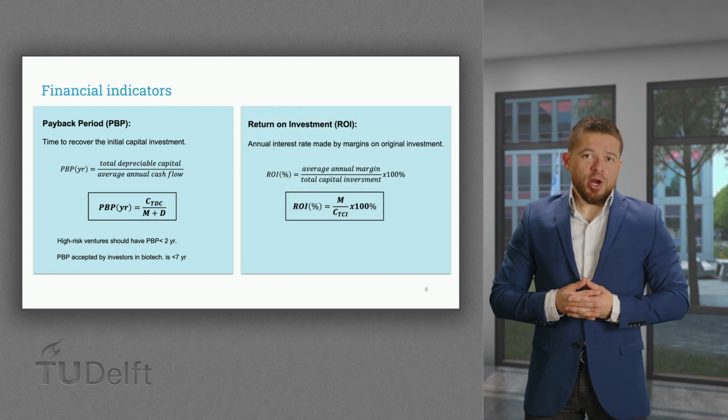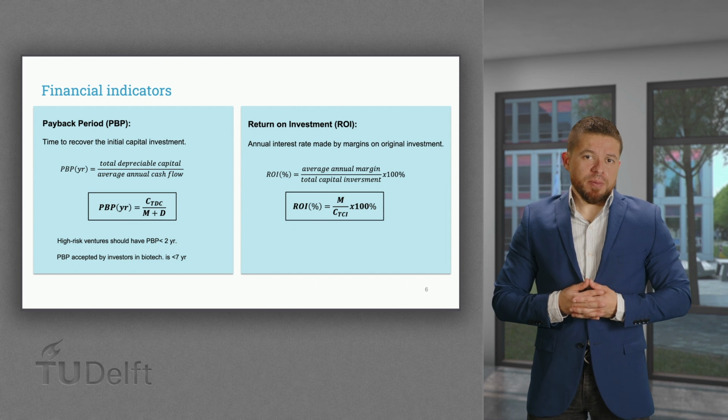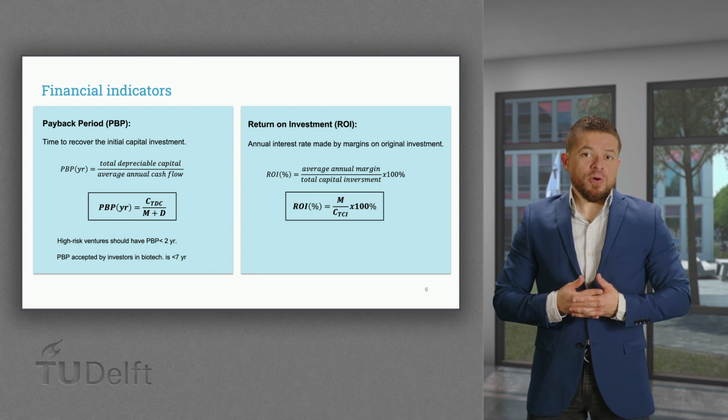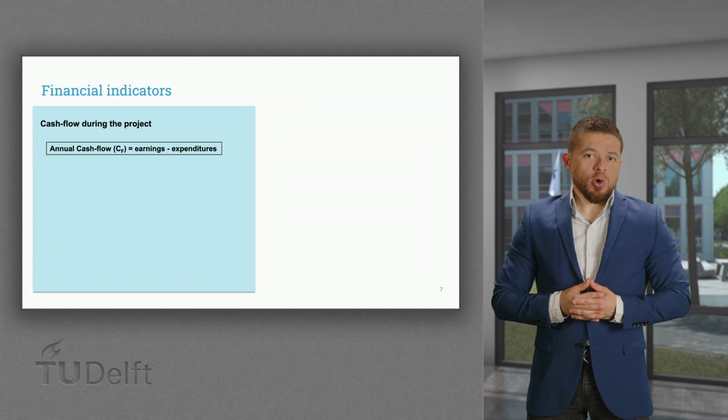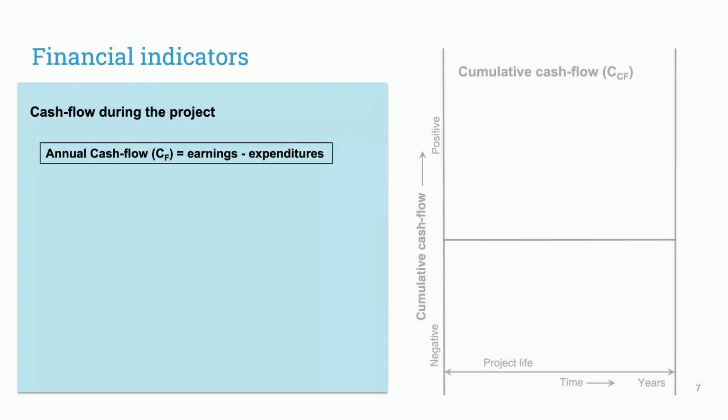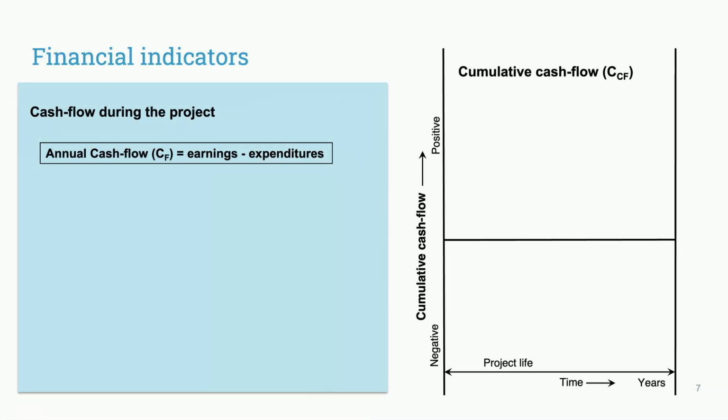Another important economic KPI is the return on investment. This refers to the annual interest rate made on the total original investment. Please notice the difference from the total depreciable capital used for the payback period. The cash flow analysis is also used to better understand the dynamics between earnings and expenditures on an annual basis. Let's check this in a cash flow chart.